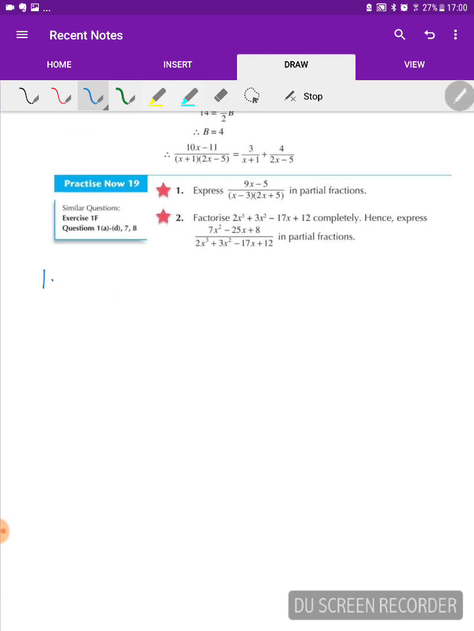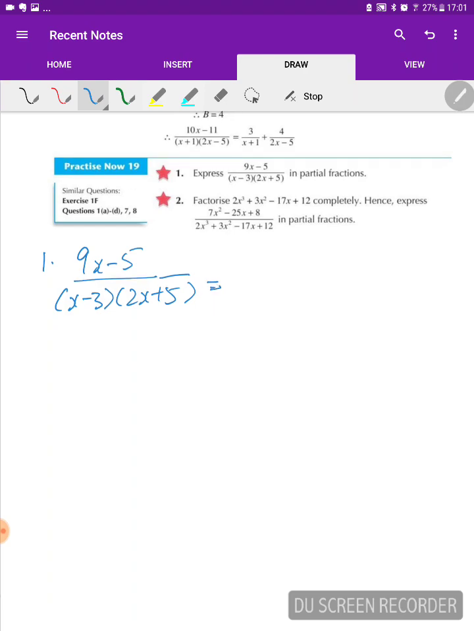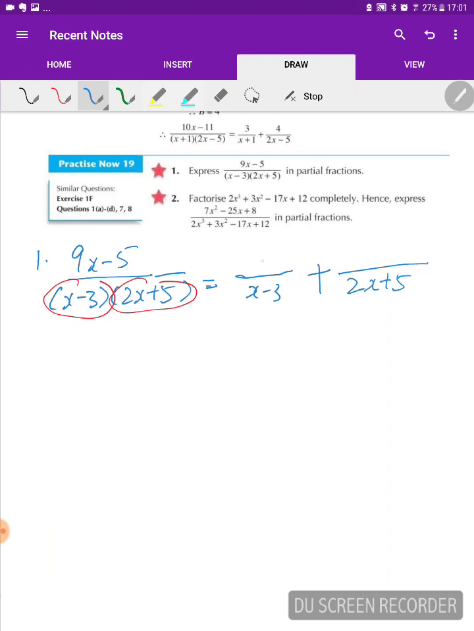Okay, so now let's look at practice now 19. Express (9x minus 5) over (x minus 3)(2x plus 5) in partial fractions. Now I'm going to show you the method to do it, so please follow closely. First of all, when I split this into partial fractions, I would have at least two fractions. Why? Because I have two factors here, x minus 3 and 2x plus 5. So I will have x minus 3 and 2x plus 5 as denominators. And for the numerator, I would expect two constants, right? The constants are unknown, so I put A and B.